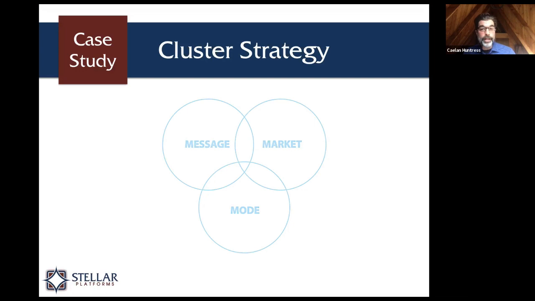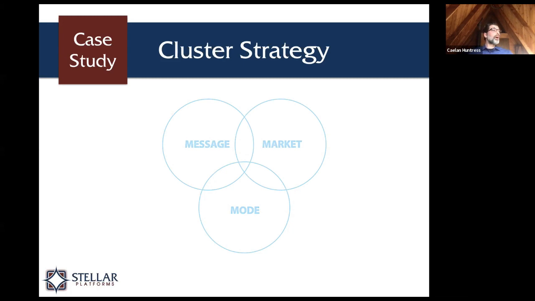The cluster strategy is the idea that every offer is a combination of a market, a message, and a mode. Your message is the value you're delivering. And that might just be content, or it might be a widget, or it might be a service. Your market is who you sell it to. And your mode is how you deliver it to them. If you change any one of these three, you can double your rates. You can launch a new offer.